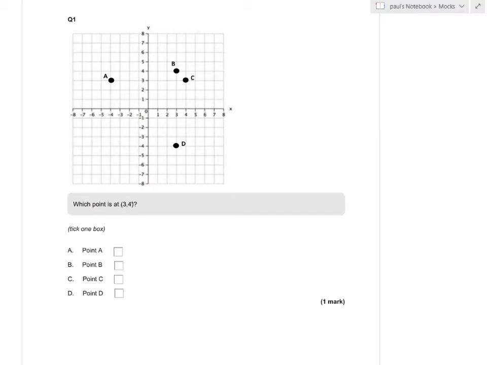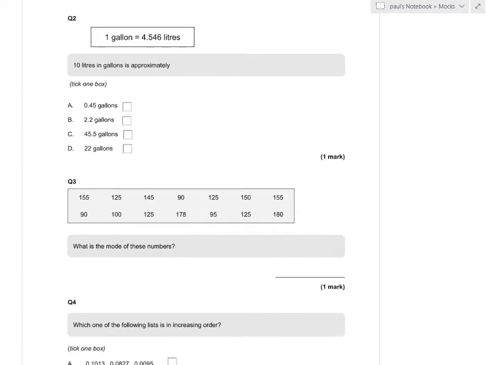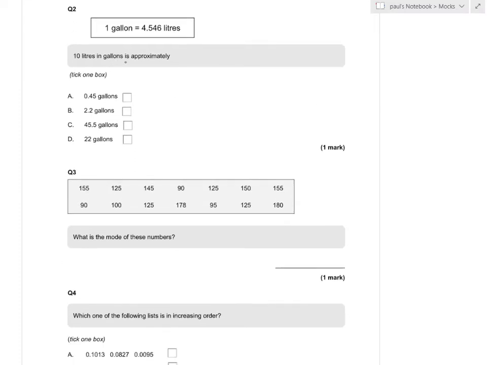Hour and 20 minutes. Right, okay. So what is 0.34, so X first. There's 3, there's 4, so it's point B. Starts off with a nice one. I'm sure it's not going to last. 10 litres in gallons is approximately how much? So if 1 gallon is say 5 litres, then 10 litres would be 2 gallons, 2.2 gallons.